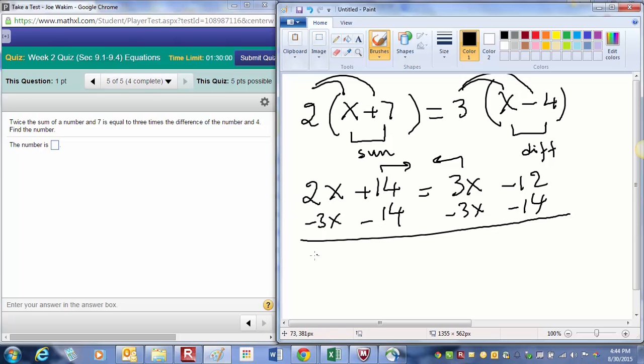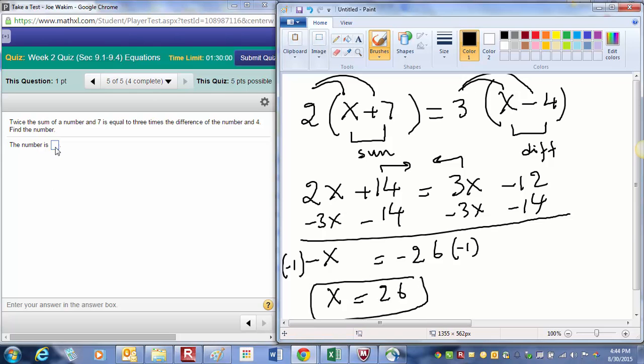2x minus 3x is negative 1x or negative x. These will cancel. These will cancel. Negative 12 minus 14 is negative 26, because when you have like signs, you add. This is 26, but we keep the same sign. So negative x equals negative 26. We don't want negative x, we want x. So multiply both sides by negative 1, and therefore x equals positive 26. Final answer.